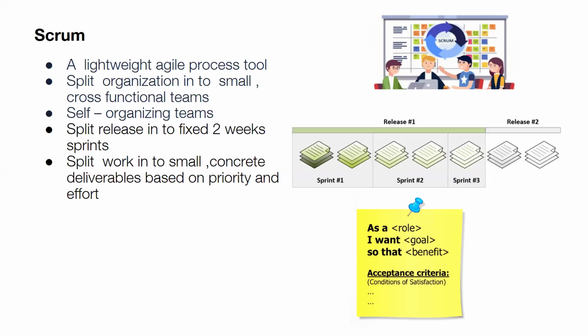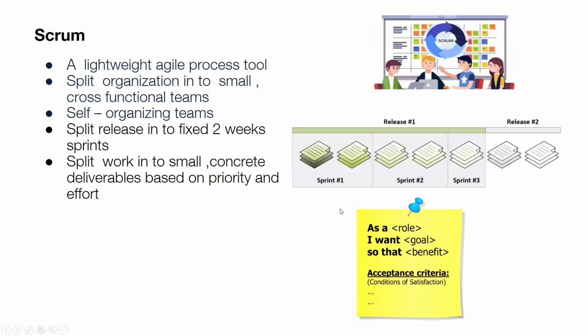Split release into fixed 2 week sprints. It can be 2 weeks or 4 weeks, but ideally, if it's 2 weeks, it's easier to manage, right? Split work into small concrete deliverables based on the priority and effort. So there is a backlog which is managed by the product owner, and the product owner has to prioritize this backlog and ask the Scrum team whether you guys can do this during the next sprint or not. So we will go to the Scrum ceremonies and we will have an understanding on that part as well, right?